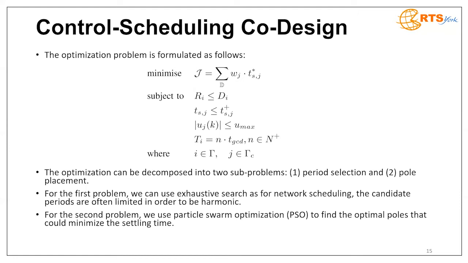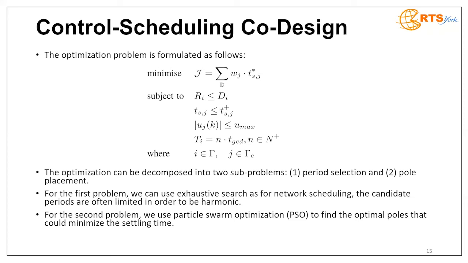The overall optimization problem can be formulated as follows. The objective is to minimize the control cost, which is a weighted sum of all the costs of the controllers. This is subject to the timing requirements. The first one is the response time should be less than the period. Also, the settling time, TSG, should be less than the maximum allowed value, as well as the control signal is also thresholded by a value.